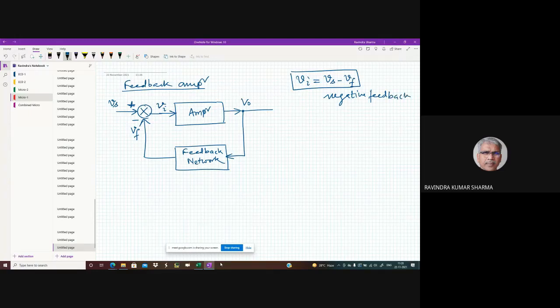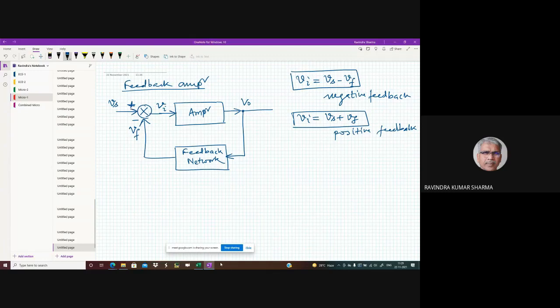Negative feedback amplifier: the feedback signal VF appears in the opposite phase to the signal VS. So this is a negative feedback amplifier. If VI, on the other hand, is VS plus VF, then that situation is called positive feedback. Accordingly, there are two types of feedback amplifiers, the positive feedback amplifier and the negative feedback amplifier.